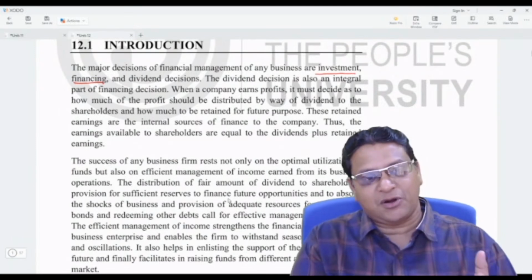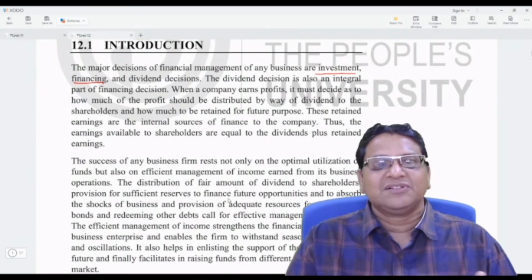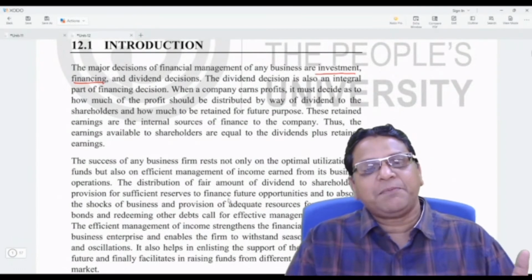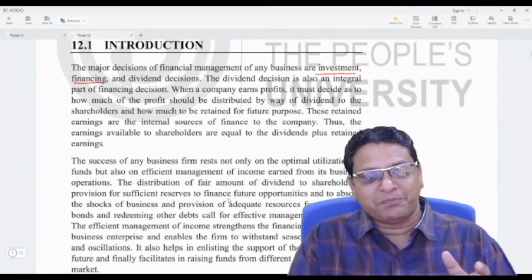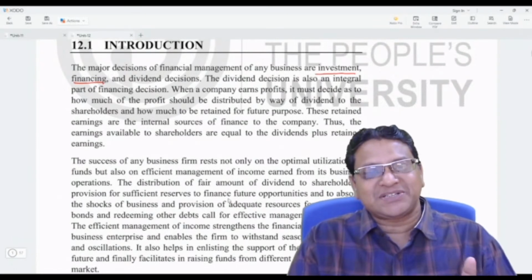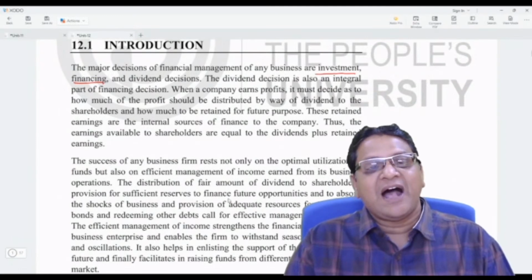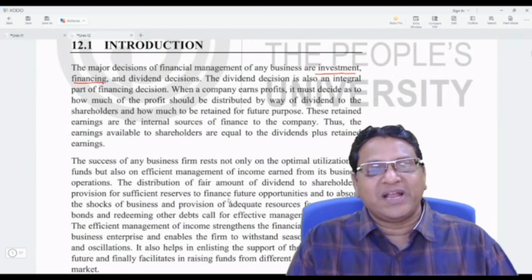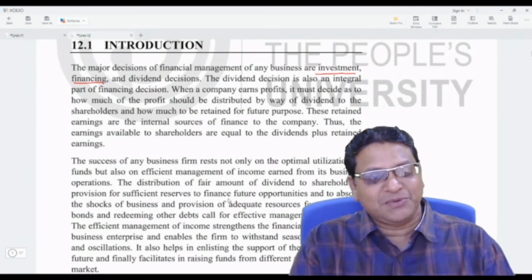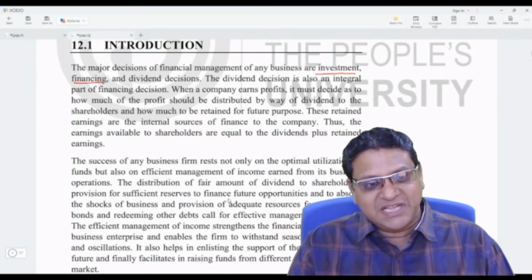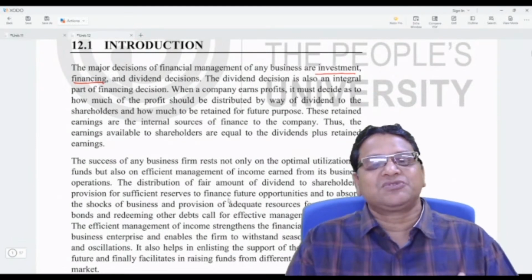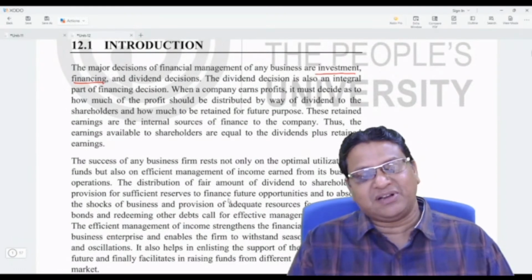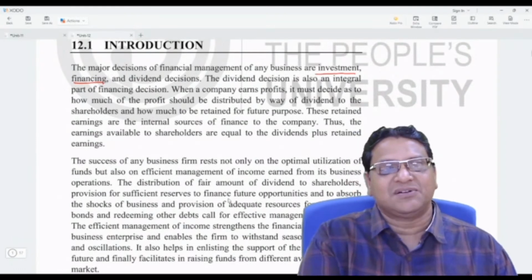Once the funds are obtained and invested, the business operates and profit comes. Once the profit comes, the next important decision the finance manager takes is how to distribute and allocate this profit. What percentage of profit is to be retained by the business and what percentage of profit is to be redistributed to the owners of the business. That decision is known as dividend decision.